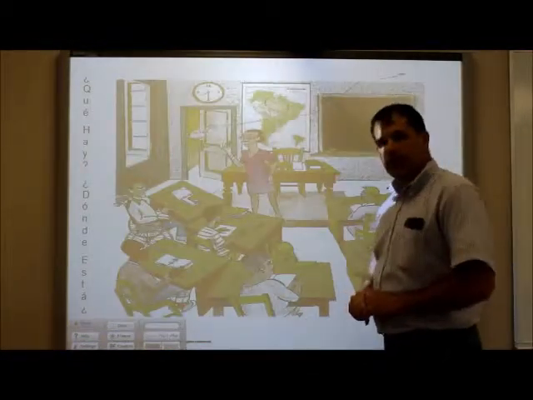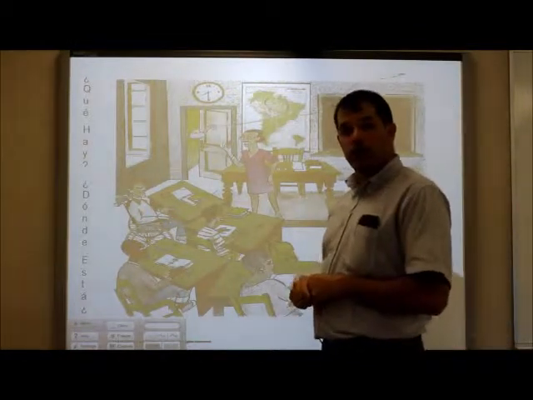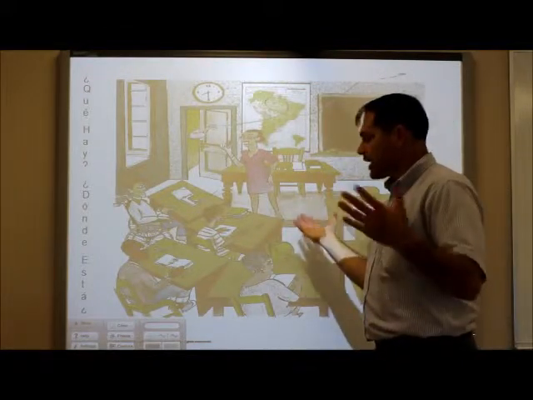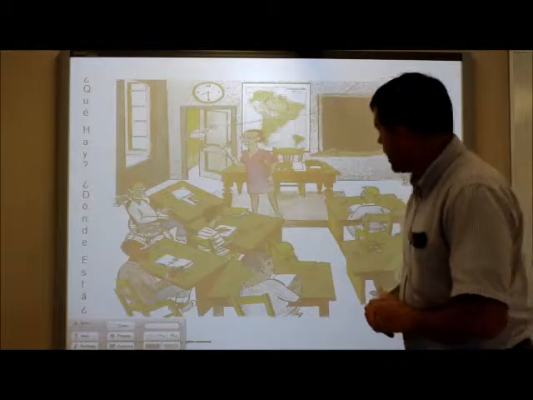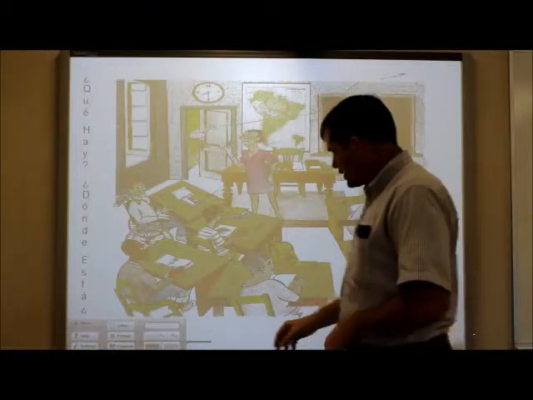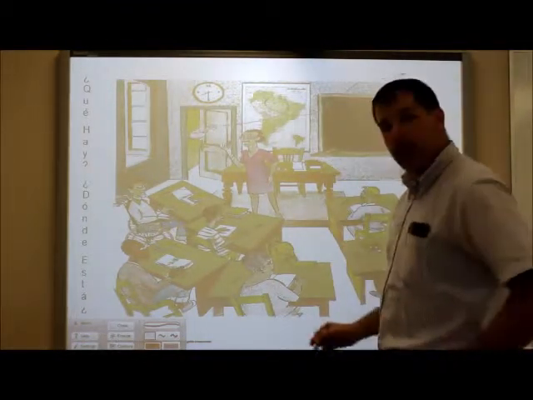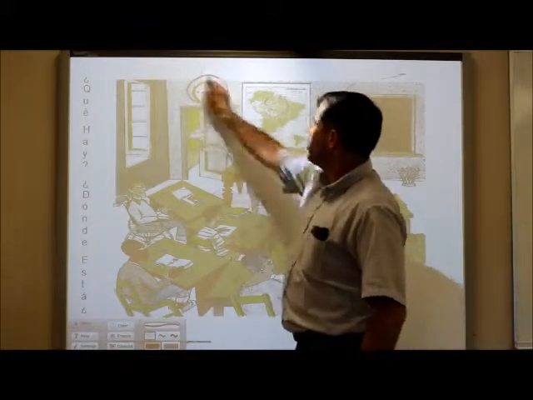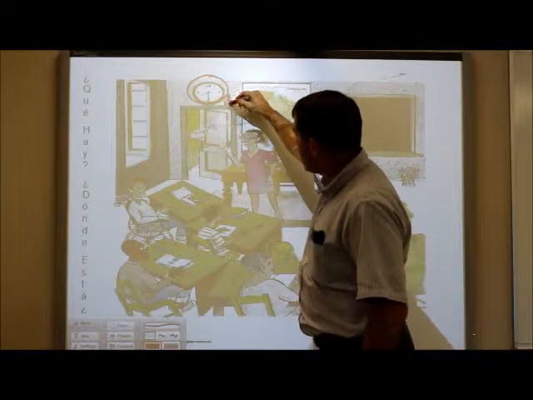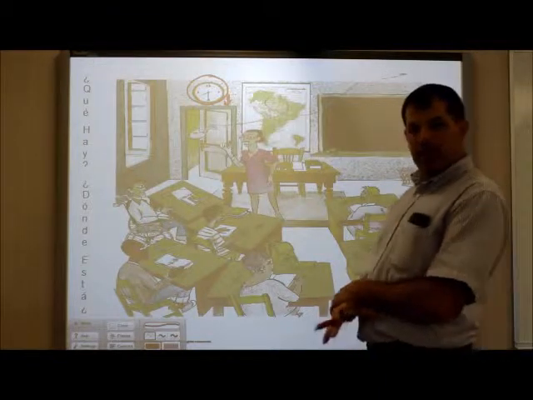So this is another way to practice location prepositions. You're going to know location prepositions for Lección 2. So many things I could ask from this picture. I could say, ¿Dónde está el reloj? Where is the clock? And you could say, el reloj está encima de la puerta.